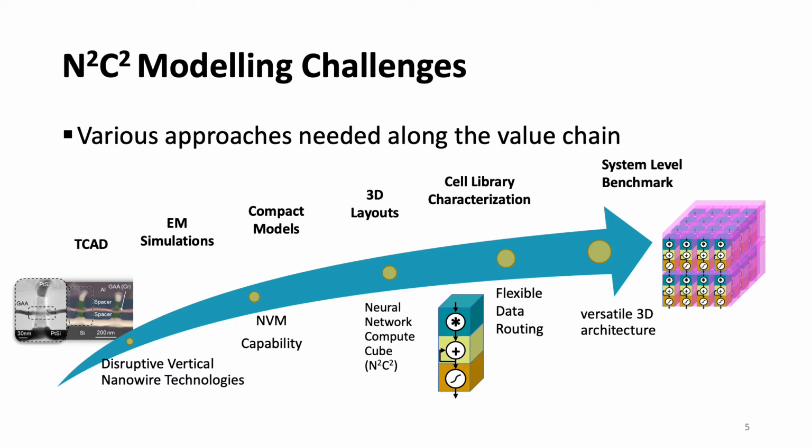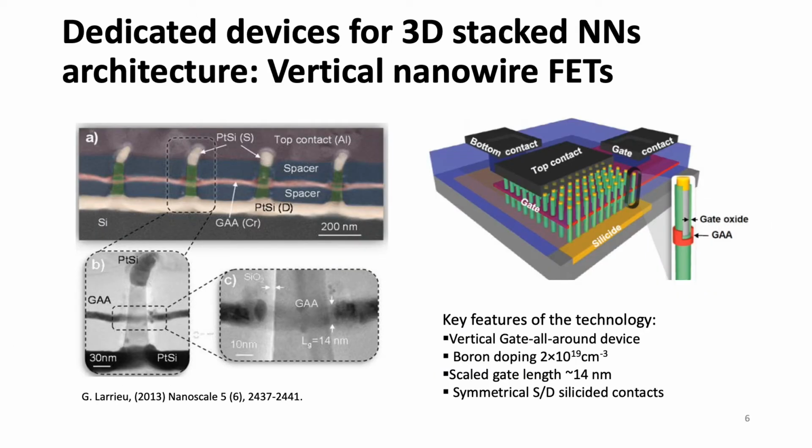So there are numerous modeling challenges ahead to demonstrate the use of disruptive vertical nanowire technology up to 3D NN architecture. This requires various approaches all along the value chain: the TCAD structure, the electromagnetic simulation, the compact models, the 3D layout, the cell library characterization, and finally the system-level benchmark. So let's start with this dedicated technology.